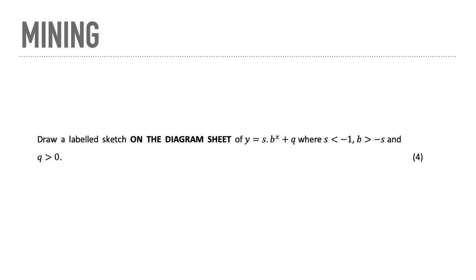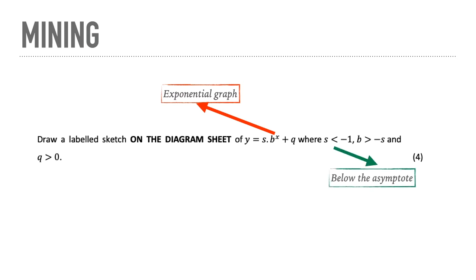Let's just quickly pause for a moment. Let's dig in, guys. What type of graph is this? It's an exponential graph because of the power of x. s smaller than -1. Ooh, what does that mean again? Well, it means that the graph lies below your asymptote. Then we look at the nasty little bugger, b greater than -s. Oh man, how do I solve that?